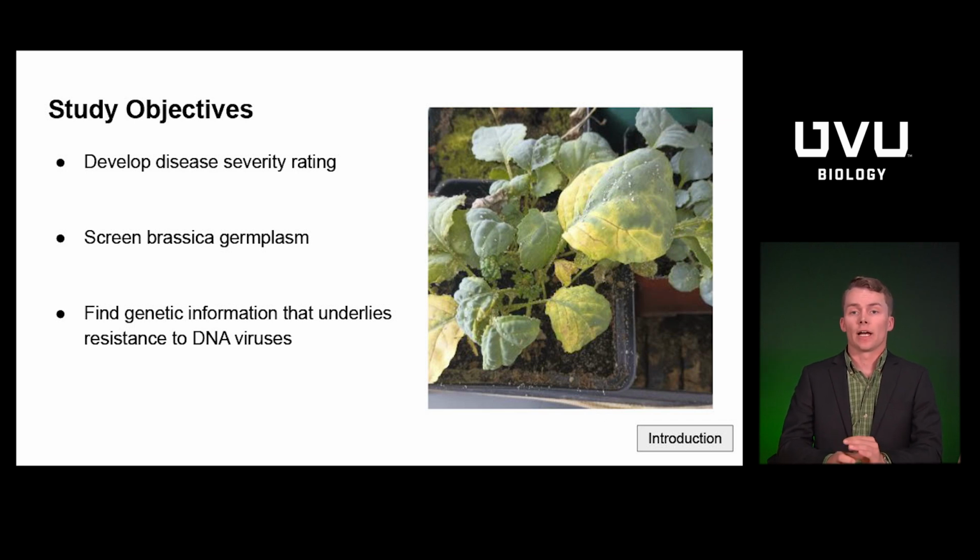The objectives of this study were, first of all, to develop a disease severity rating, or DSR, a disease severity score, a way to quantify how these plants did against the virus. You can see there a photo of a Brassica that has done really poorly against this virus. You can tell by that discolored leaf tissue, a very symptomatic response. In addition, another objective was to screen a variety of Brassica germplasm to look for regions of DNA, or genetic information, that underlie DNA virus resistance in these plants.